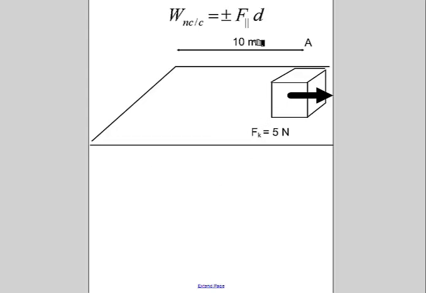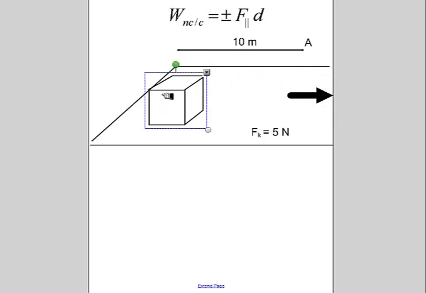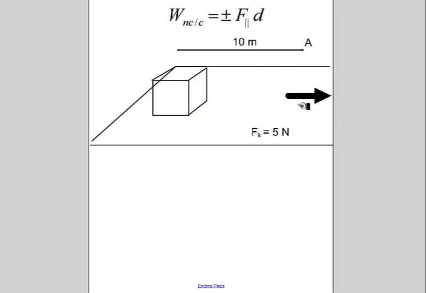So we have to imagine a box moving, starting at A and moving to the left here. The entire time we'll say the force of friction is exerting a 5 Newton force to the right. So we move the box to the left, and the entire time that 5 Newton force of friction was being applied.